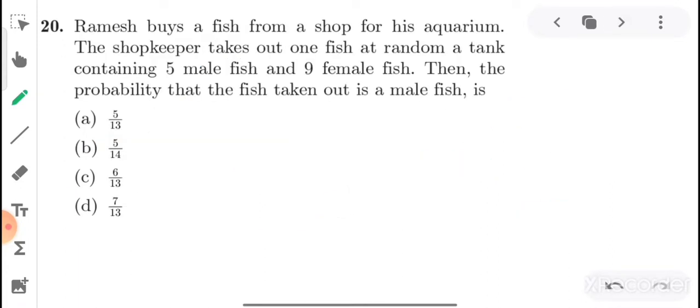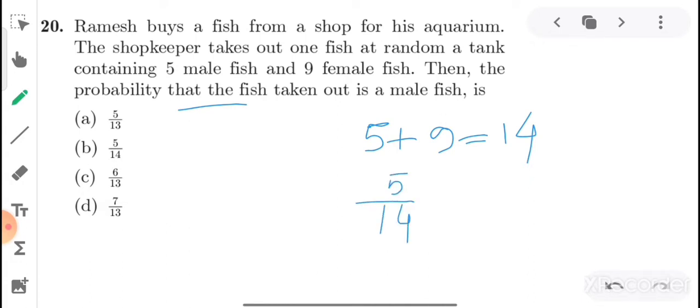Move to the next question. Ramesh buys fish from a shop. At random he takes out a fish, 5 male fish, 9 female fish. So total possibility is 5 plus 9, total possibility equal to 14, and the probability of the fish taken out being male will be 5 by 14. Hence option B will be correct.